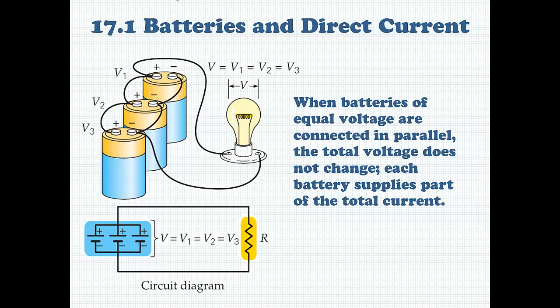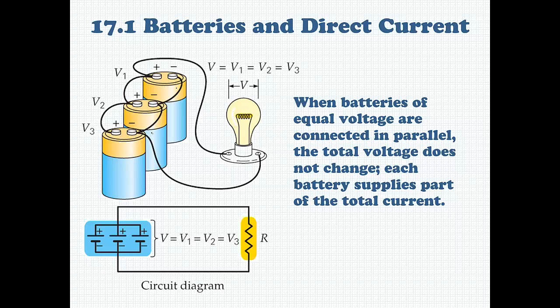In the case of hooking up batteries in parallel, it's the same case. The voltages will be the same. Assuming you had 3 batteries of equal voltage, you'll have the same voltage applied across your circuit. However, now you're sharing the load between 3 different batteries. And so as electrons are flowing through this light bulb, they're able to come from any of these 3.